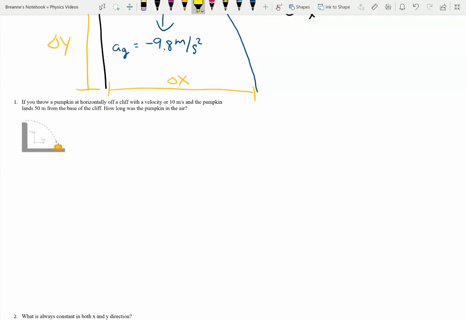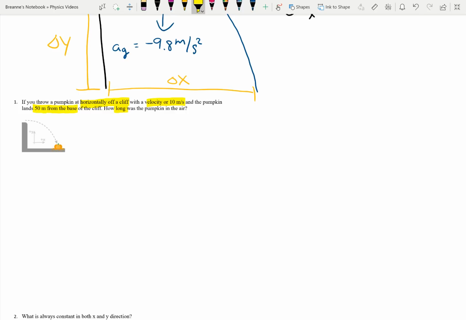If you throw a pumpkin horizontally off a cliff, that is telling you it's a horizontal projectile, with a velocity of 10 meters per second. And the pumpkin lands 50 meters from the base of the cliff. How long was the pumpkin in the air?